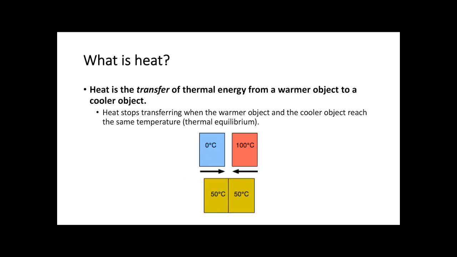Heat is the transfer of thermal energy from a warmer object to a cooler object. Heat is going to stop transferring when the warmer object and the cooler object reach the same temperature, which is known as thermal equilibrium, and that's what you see here in this picture below. As they come into contact, they slowly reach the same temperature of 50 degrees Celsius, which is halfway between 0 and 100.